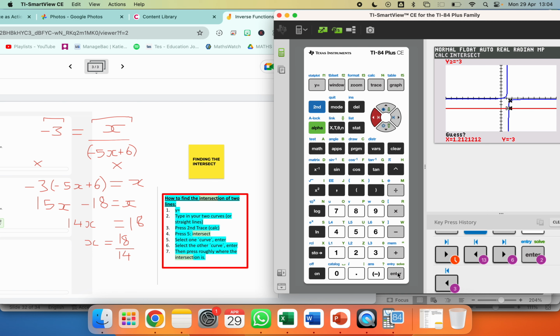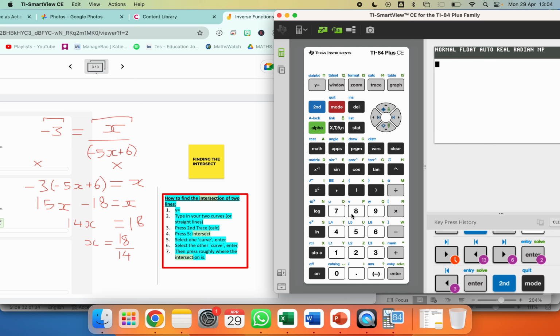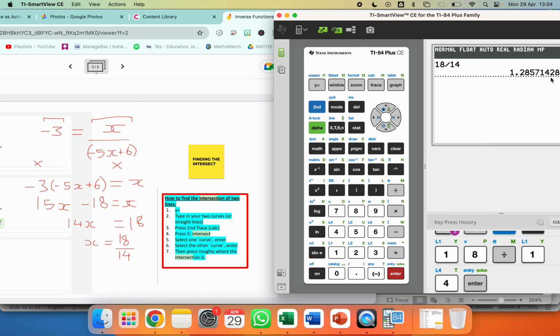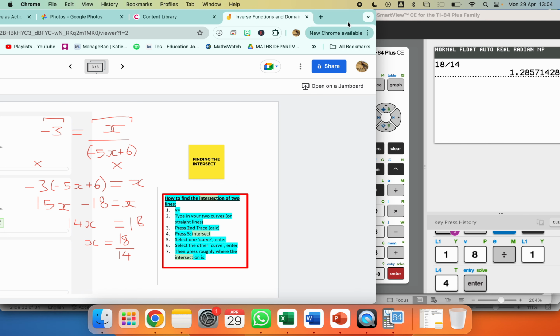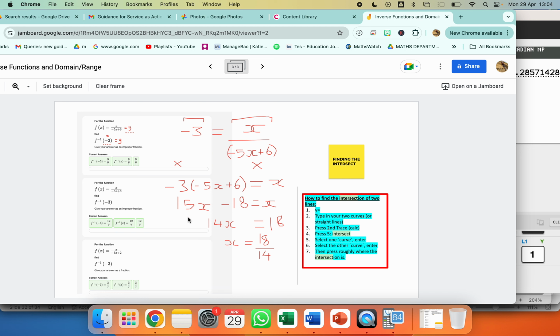You don't need to be specific with this, it generally works out for you, and it's come up with the answer of 1.2857, and if we write 18 divided by 14, we could see that the answer is exactly the same. So there's two methods of doing that question, either doing it on the calculator or doing it algebraically.